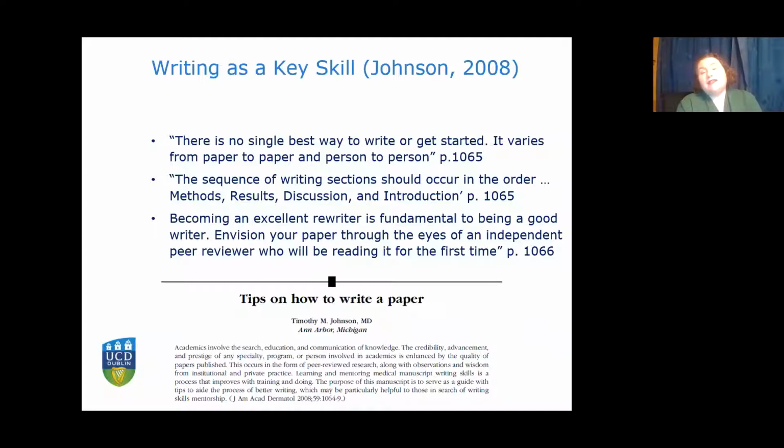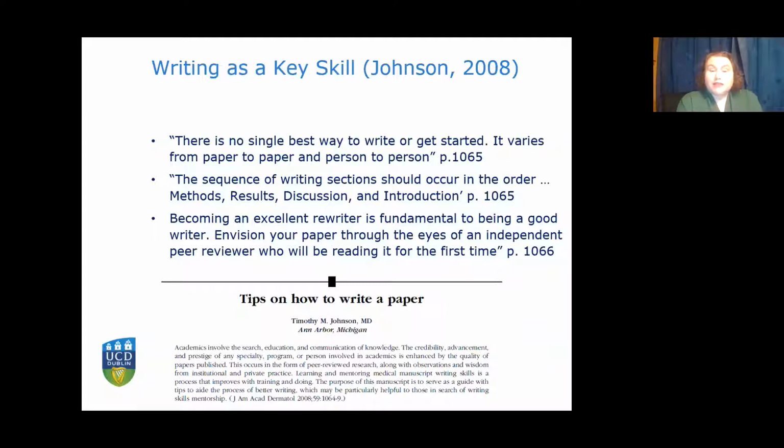And then the last quote that I've shared here, again, really reinforces some of the points I made on the previous slide. Becoming an excellent rewriter is fundamental to being a good writer. And think about your paper through the eyes of someone who's reading it for the first time. I think that can be one of the challenges, particularly for qualitative research, because as researchers, we live that process. We've been intimately involved with the analysis, the interpretation.